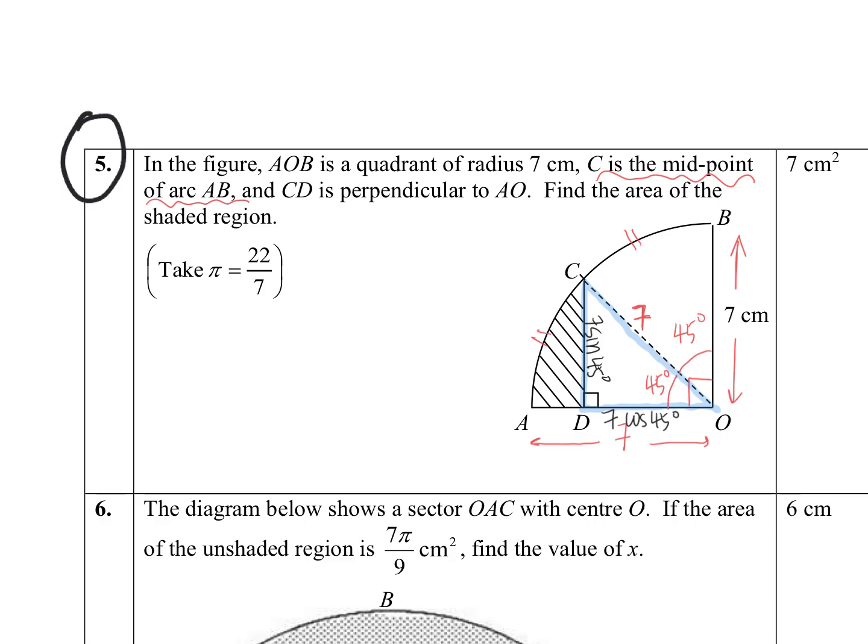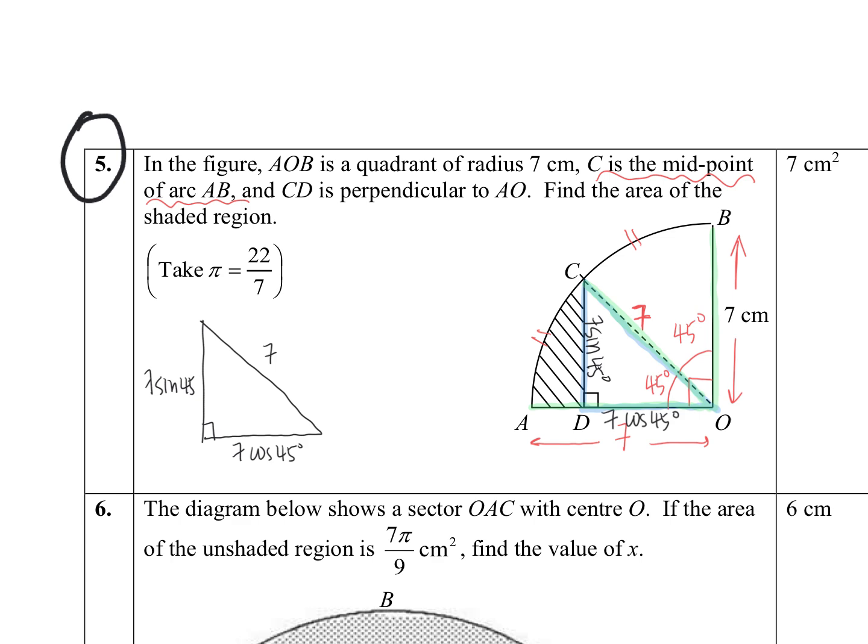Wait, Miss. Yes. Wait, how can the hypotenuse be equal to the... That's what she was asking just now. This hypotenuse is the radius of the quadrant. No matter where it is, it's always the radius. So it's 7. It's not equal to the other two sides, because they're not radii, right? So this part here is 7 cosine 45. This part here is 7 sine 45.